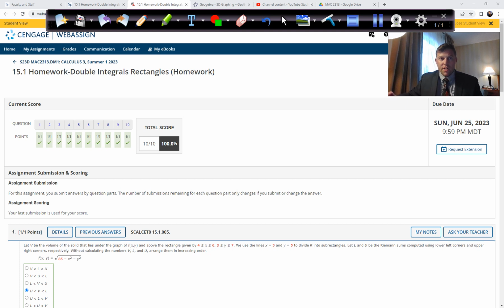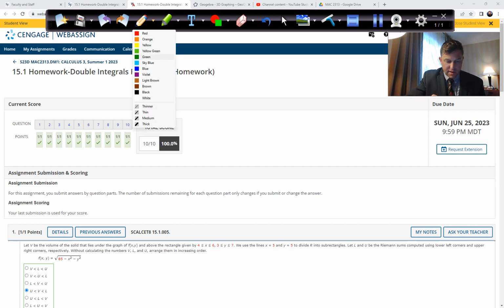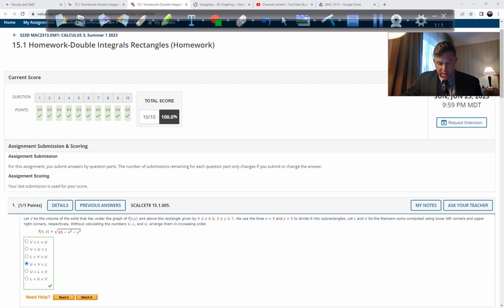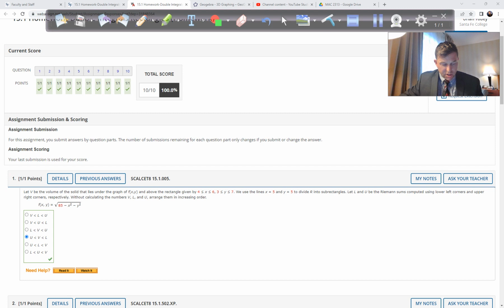In Chapter 15, Section 1, we're going to look at double integrals using rectangles. So in the first problem, we actually don't have to do any arithmetic. We just have to look at a picture and decide what we think about it. It gives us a function of x and y, so it's three-dimensional, and it says use these rectangular coordinates and compute the Riemann sums, without using any calculator.